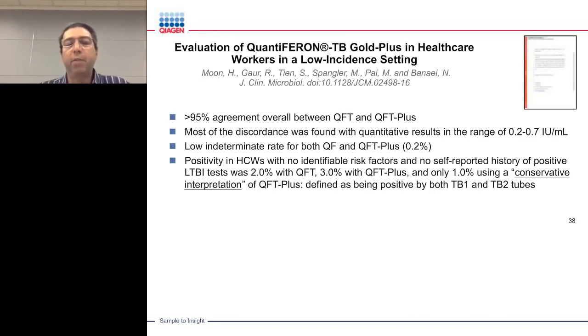And as I'd mentioned, specificity is very important to us in the setting of healthcare workers, and we had identified this alternative analysis. What we see now are publications coming out looking at this in the setting of healthcare worker screening, looking at the specificity in healthcare workers that have no identifiable risk factors and had not had at least self-reported positive LTBI tests in the past. What they were able to show was that their positive rate fell from 3% down to 1% when you use this conservative interpretation in which you require them to be positive by both TB1 and TB2 tubes. So very similar to what we saw in our specificity studies.